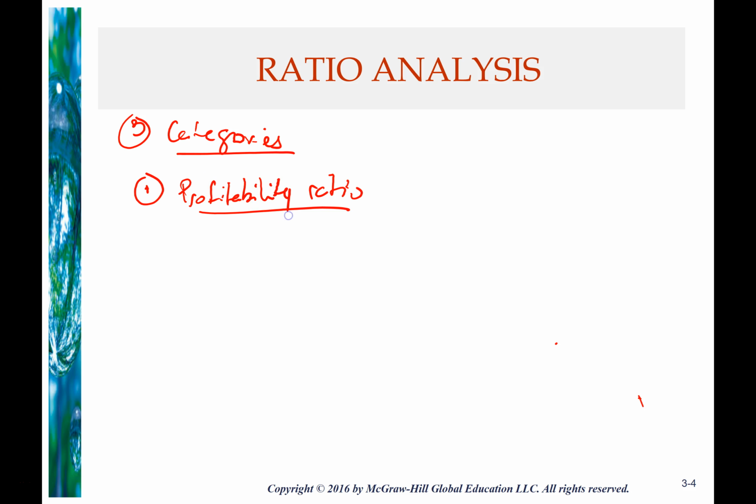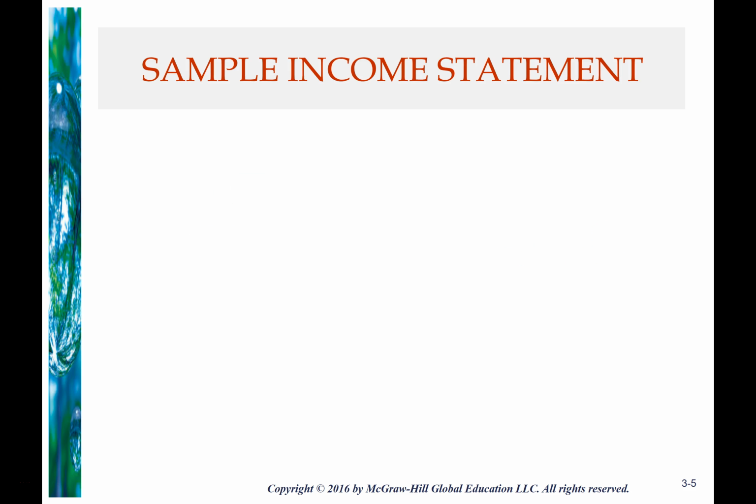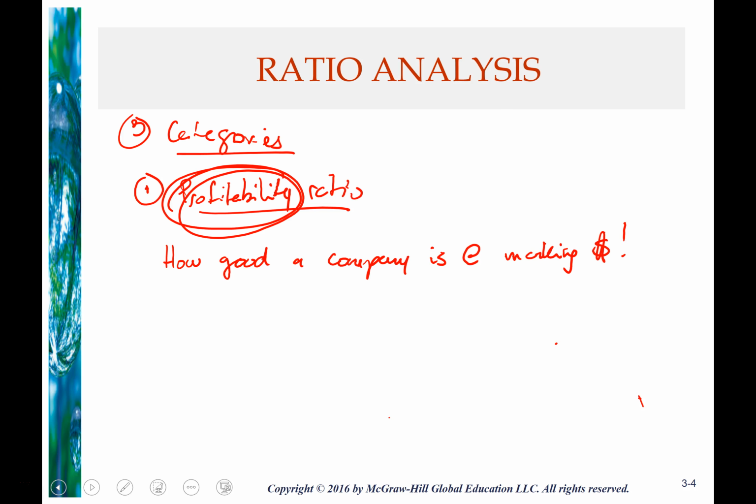Profitability ratio. This tells you how good a company is at making money. Profitability, profit. In simple terms, it tells you how good a company is at making money. As simple as that. So it tells you how good a company is at making money.